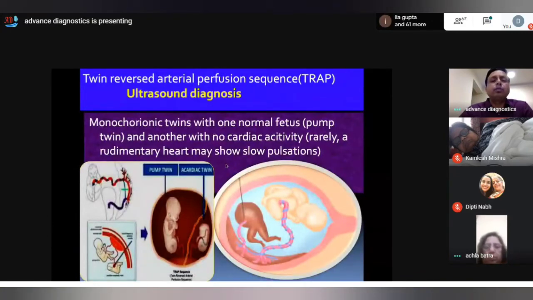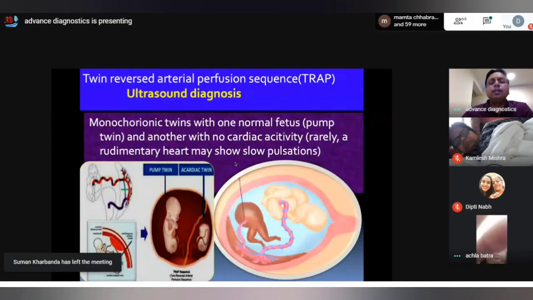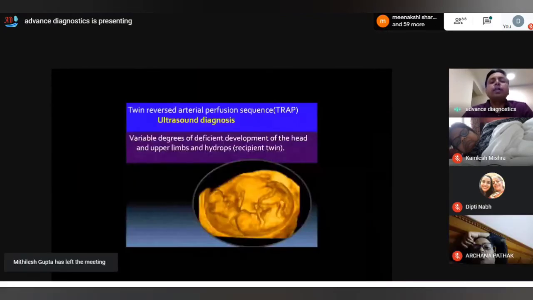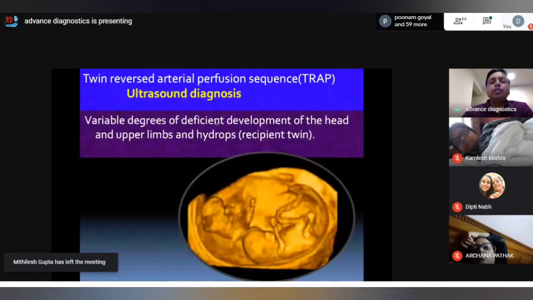Another complication is twin reversed arterial perfusion syndrome. In this case there is one acardiac twin that has a rudimentary heart. So it leads to the other normal fetus, the pump twin, having to pump for both, and finally their heart fails. They are diagnosed by a variable degree of deficient development of head and upper limbs, and hydrops in the recipient twin.